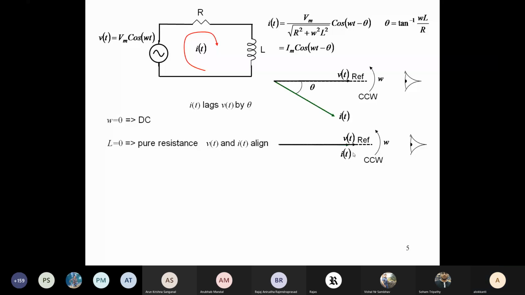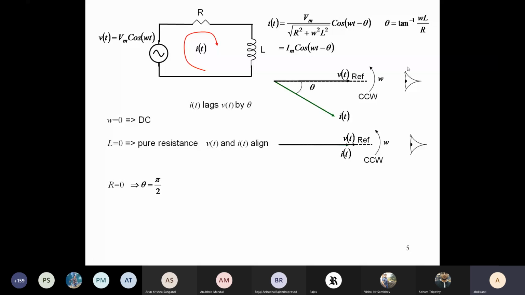Now, if your R is equal to 0, if you put it in this formula, what will be the angle theta? 90, sir. Omega L by R, omega L by 0 is infinity. Tan inverse infinity is 90, pi by 2. So your theta becomes equal to pi by 2.